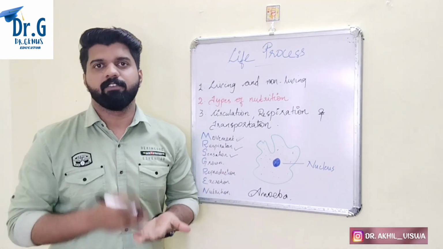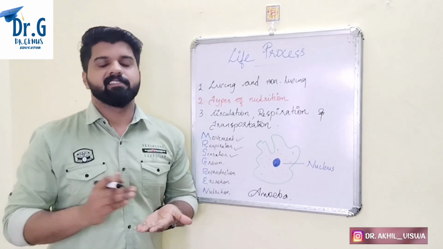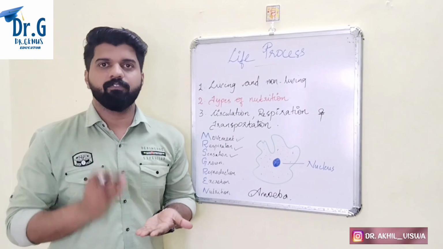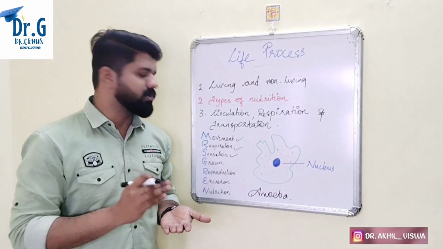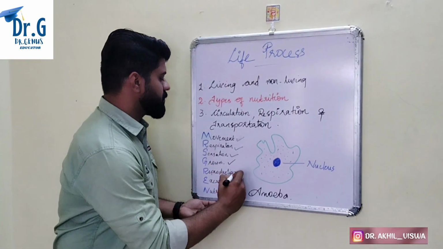What do you mean by cell division? One cell will divide into two, forming equal daughter cells. That is called cell division. Cell division is the basic nature of all living organisms. As a part of cell division, growth will happen. Next is called reproduction.